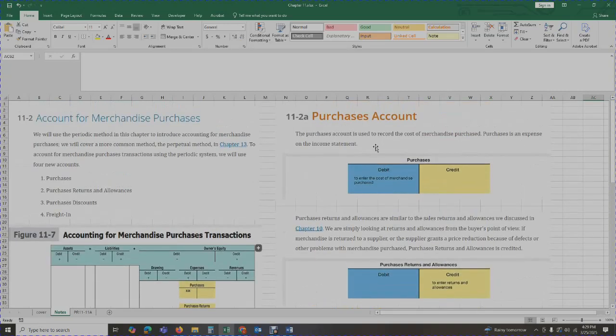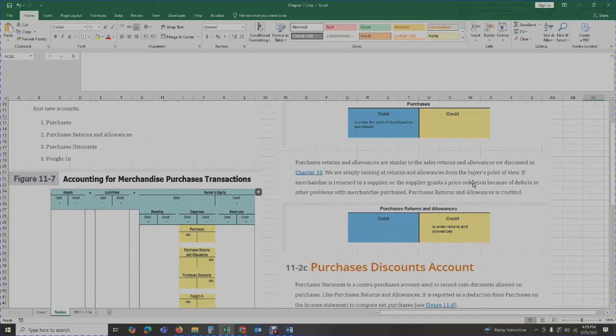Okay. Now, what are we going to put into those 4 accounts? On the purchases account, that is the account that is used to record the cost of the merchandise being purchased. Whatever you buy in merchandise, that is a purchase on your books. You purchase merchandise, okay? Purchases is an expense account on the income statement. When you record purchases, you will be debiting the purchases account.